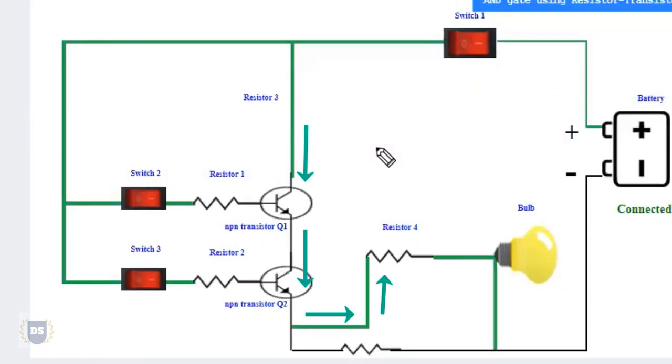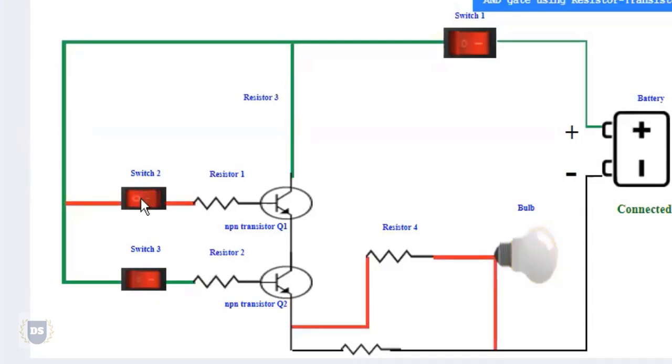And you can see that the entire current is flowing via here all the way through this LED. So basically we can think of this bulb as good as an LED, and ultimately this current reaches the negative terminal of the battery. Right now the bulb is glowing, and let's see what will happen when I toggle the state of switch 2.